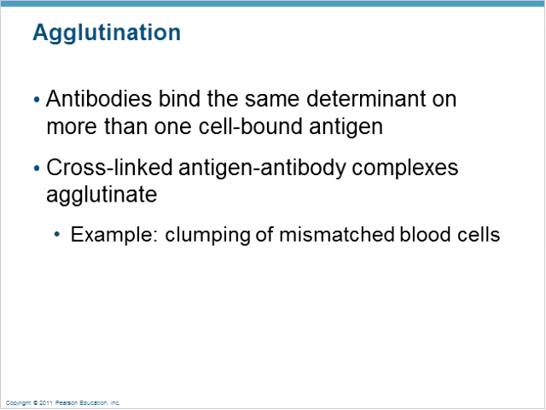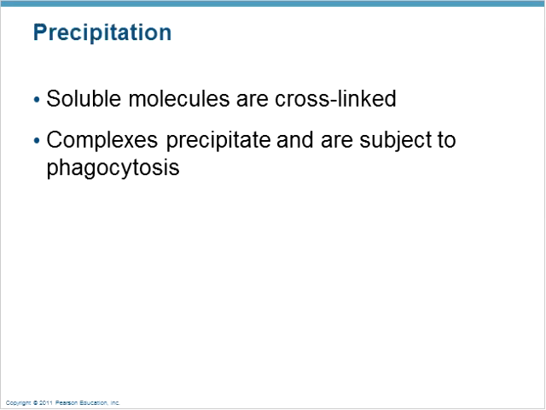One antibody will bind to an antigen, and then the antibodies will bind to each other, creating a sort of clumping of the bacteria, which makes them unuseful, or they can't function. Cross-linked antigen-antibody complexes agglutinate. An example of that is clumping of mismatched blood cells. That's where you put type A into type B people, and the antibodies will agglutinate the foreign blood type.